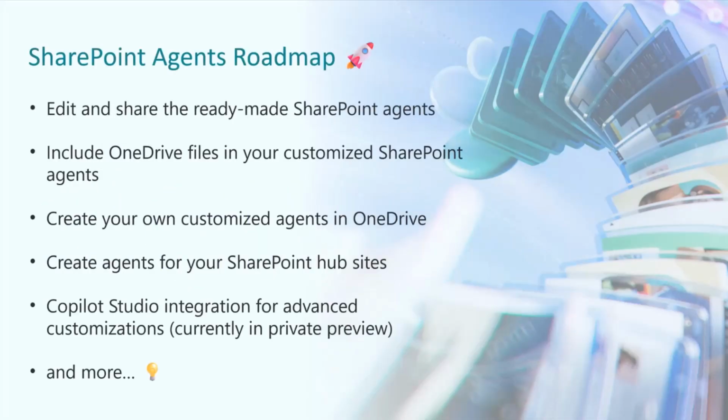So on the roadmap in November, we called out a few things. Edit and share ready-made SharePoint agents. Right now, the ready-made SharePoint agents are basically site-level agents, and you cannot edit and share them easily. And that's all in the roadmap. Include OneDrive files, create your own customized agents in OneDrive, create agents for your SharePoint hub sites. All of that is in the roadmap. The Copilot Studio integration for advanced customization is in the roadmap as well. So you can start with SharePoint agents with the snap of a finger, and then you can start modifying and extending them more in Copilot Studio.